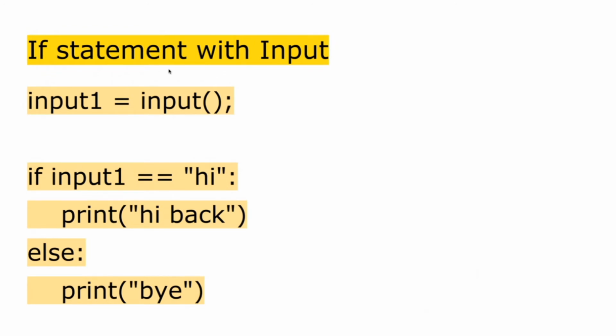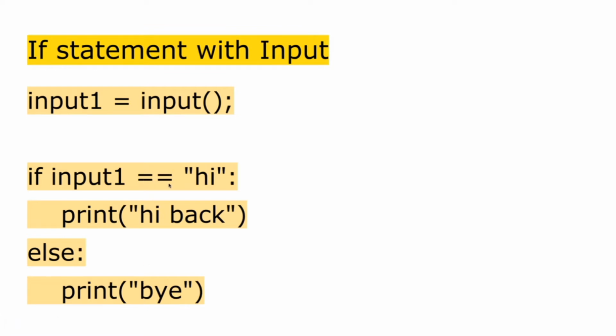So, an if statement with an input: input 1 is equal to input, we already know that, we just store the string input. If input 1, which we're storing, is equal to hi, print hi back, else print y. So what's happening? This is an if else statement. It's saying if this variable is equal to hi, print hi back. Else, which means if it's not equal to hi, just print the other message.